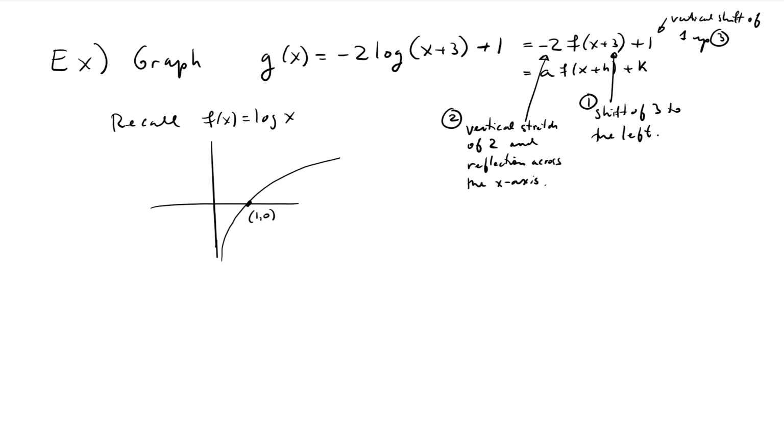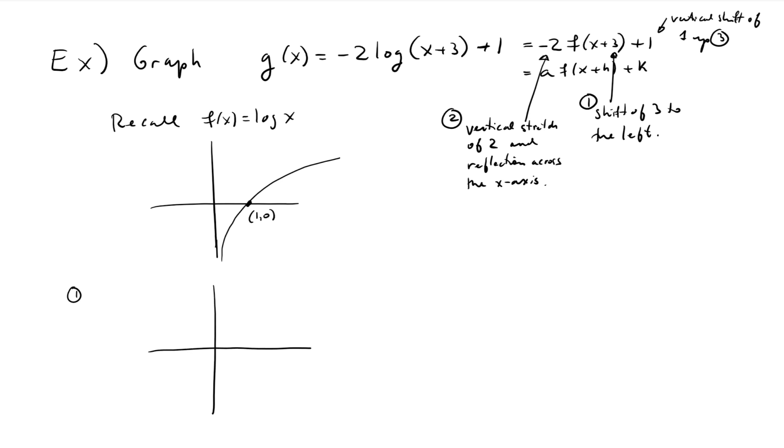If you don't respect the order, especially not doing the vertical shift last, you're not going to get the right graph. If you invert 1 and 2, that doesn't matter. You could do your vertical stretch and reflection first, and then shift. That's okay. So we're going to do this. Number 1, let's do that first: shift 3 to the left.